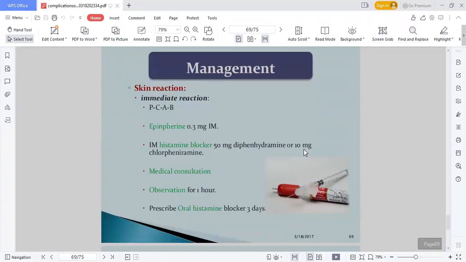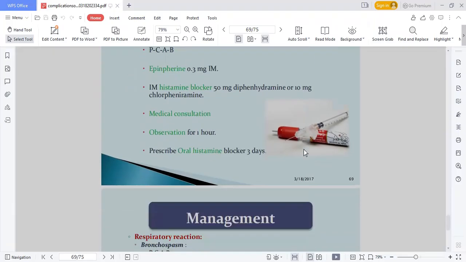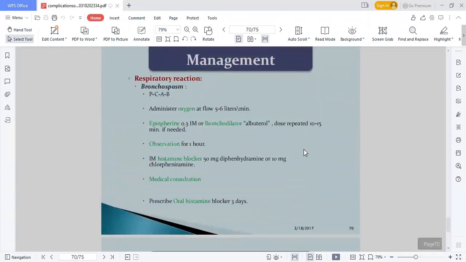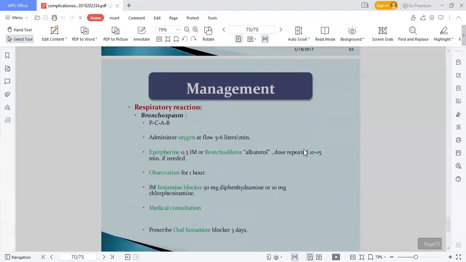If it is an immediate reaction, epinephrine 0.3 mg should be given intramuscularly, along with an IM histamine blocker, 50 mg of diphenhydramine or 10 mg of chlorpheniramine. Seek medical consultation, observe for 1 hour, and prescribe oral antihistamines for 3 days.